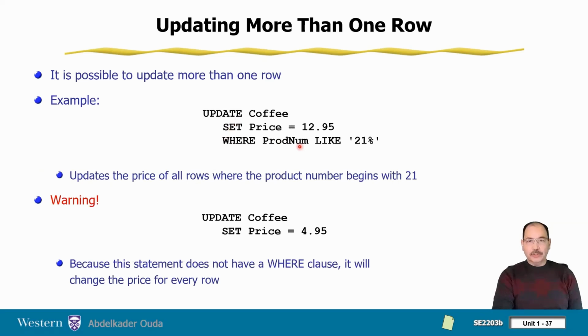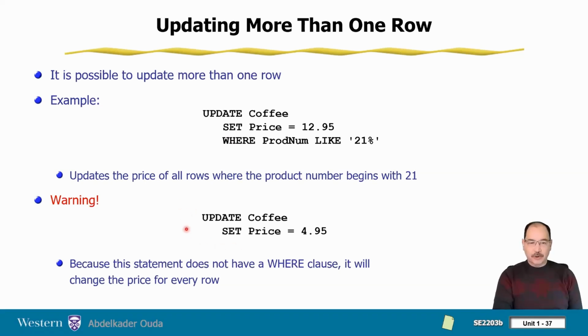We can also use all the skills that we learned for creating the criteria. We can use the keyword like as well. And we may have just update with set value, something like this. Update coffee set price equal 4.95. And we don't have a where clause here.